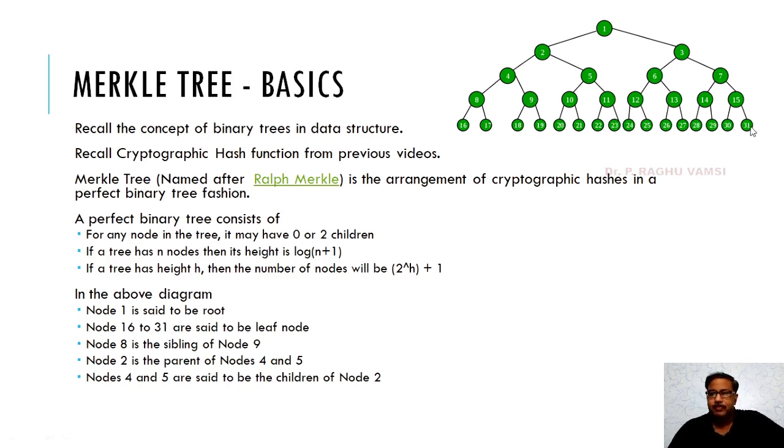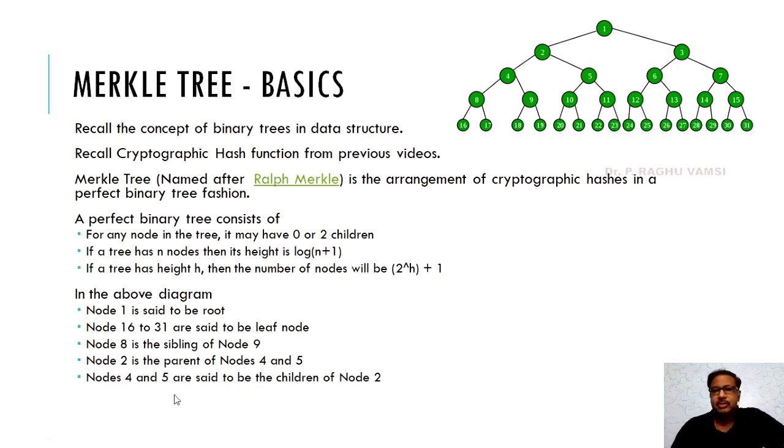31 nodes are there, from 1 to 31. So almost around 32 nodes are there. Since 32 nodes are there, the height will become 5. So if a tree was formed with these three properties, then such a tree is said to be a perfect binary tree. And the Merkle tree will also be like a perfect binary tree.